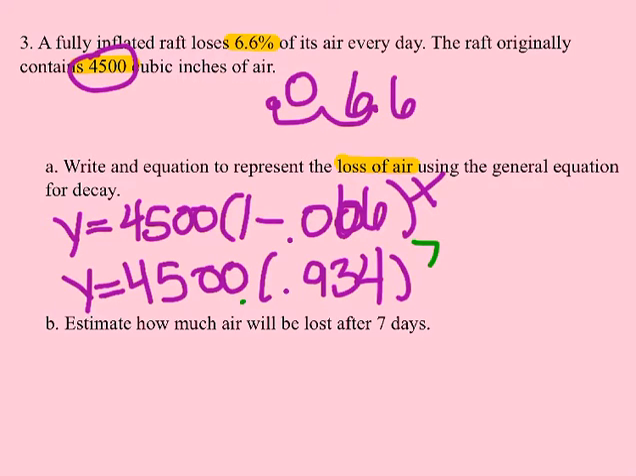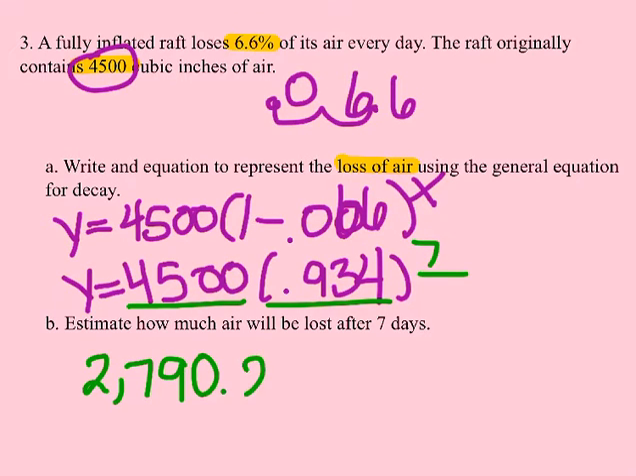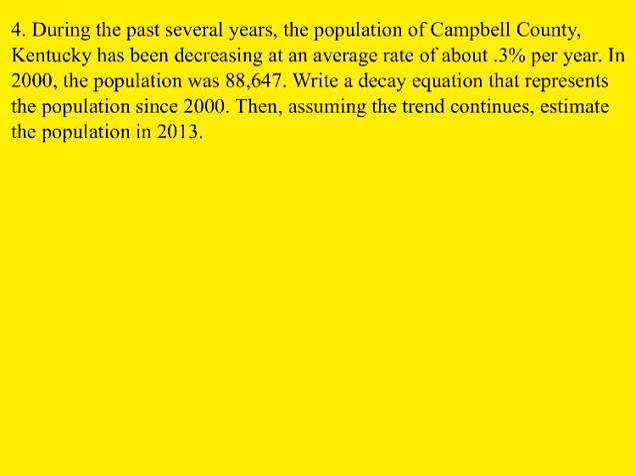So in my calculator, I'm going to do 4,500 times 0.934 to the 7th power. And if you have a good calculator, if you type it in just like that, you should get the right answer. So check it. Make sure you're getting the same answer as me. I got 2,790.23. Since we're talking about cubic inches of air, you can have a decimal. So I'm going to put inches cubed on number 3. All right, let's take a look at number 4.